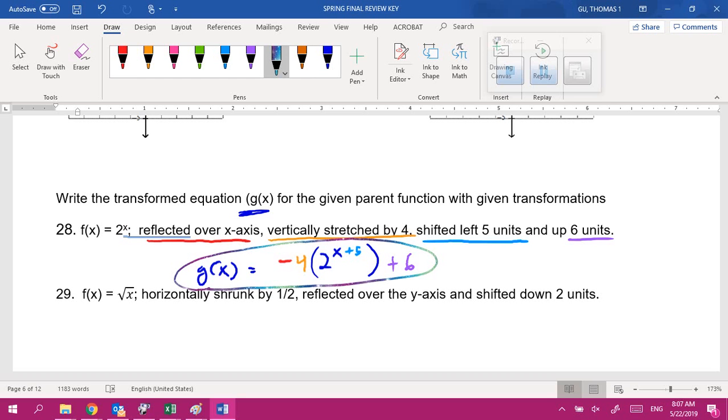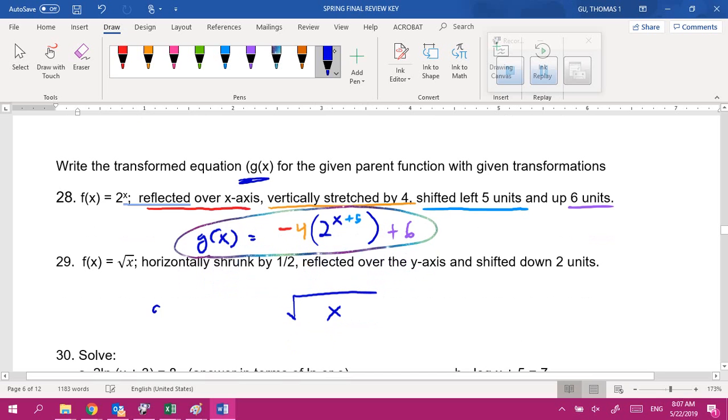All right, the next one they show you is f of x equals square root of x. So we're starting with the square root of x, and we're going to apply some transformations here. So g of x is going to be the transformed. First, they say horizontally shrunk by 1/2. How do I show horizontally shrunk by 1/2? Where? In front of the x. Okay, yeah, 2 in front of the x under the square root, right. Good.